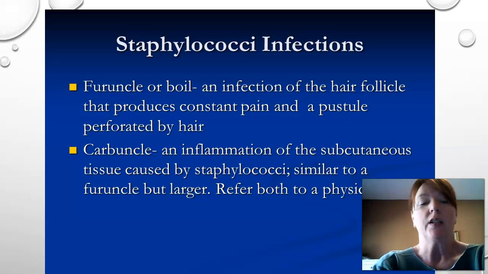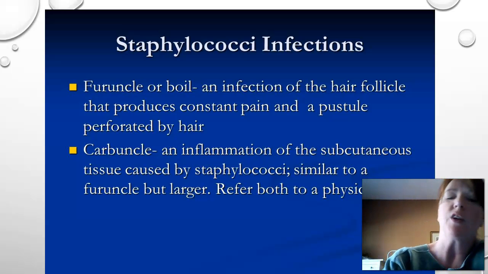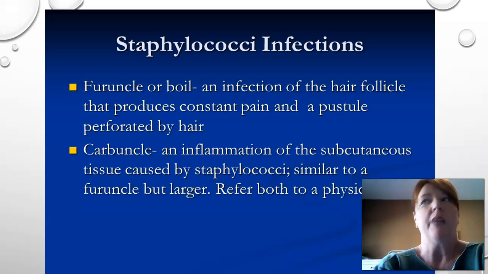Staphylococci infections. We went over a bit of this in infection control, but this is now pertaining to things to do with the scalp, so that when you're doing your scalp analysis, you can have an eye for these. A furuncle or boil is an infection of the hair follicle that produces constant pain and a pustule perforated by the hair. And a carbuncle is an inflammation of the sebaceous tissue caused by staphylococci, similar to a furuncle but larger, and both should be referred to a physician.